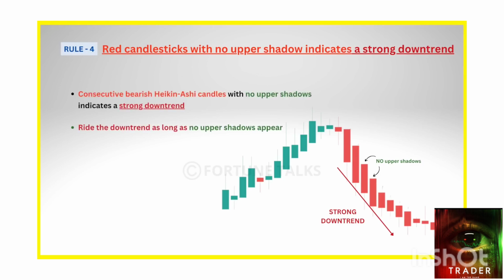Rule 4 is that red candlesticks with no upper shadow or wick indicate a strong downtrend. When prices are trending down and you see consecutive bearish Heikin-Ashi candlesticks with no upper shadows, then you are possibly witnessing a strong downtrend. You have to stay in the short position until the Heikin-Ashi candlestick changes color from red to green, or you can just stay short and ride the downtrend as long as no upper shadows appear and let your profits accumulate.